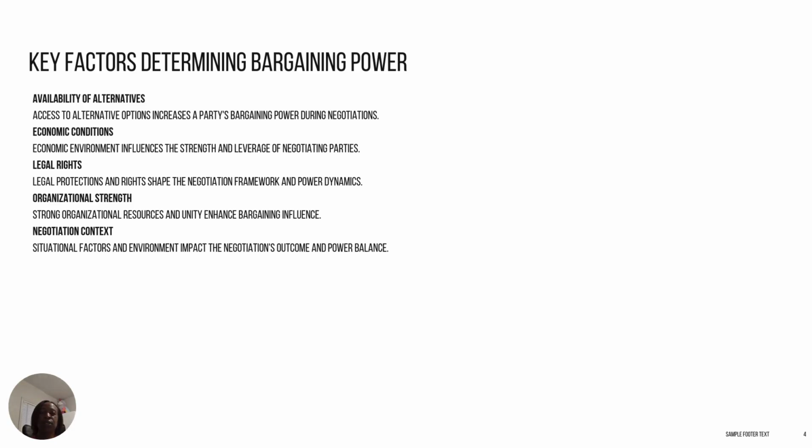Key factors determining bargaining power. Bargaining power depends on factors such as availability of alternatives, economic conditions, legal rights, organizational strengths, and the negotiation context. Recognizing these factors helps clarify how different parties leverage influence.